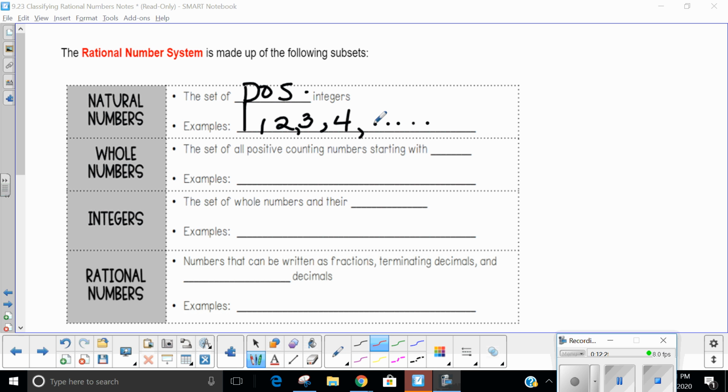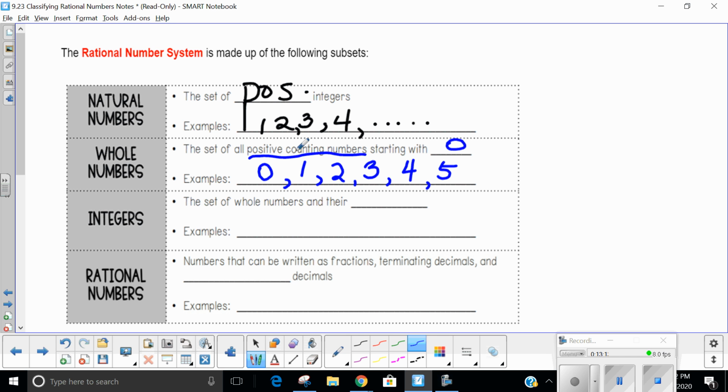Okay? And then when we get to whole numbers, whole numbers is the set of all positive counting numbers starting with 0. So if we were going to do a list of the positive counting numbers, we would say 0. And then we go 1, 2, 3. So those are the whole numbers. Whole numbers are all the positive counting numbers. It does include 0 at this point, but 0 is special. It doesn't have any value. It just holds a place.